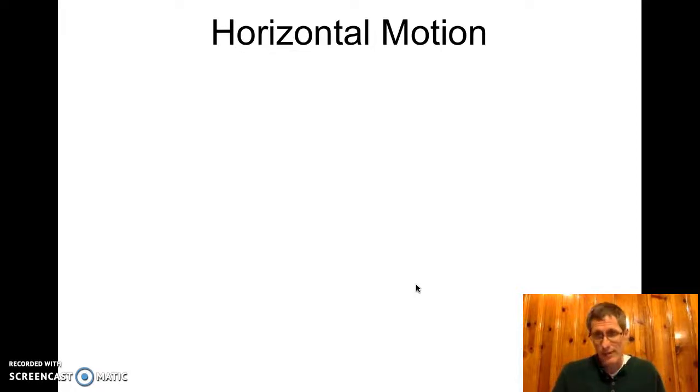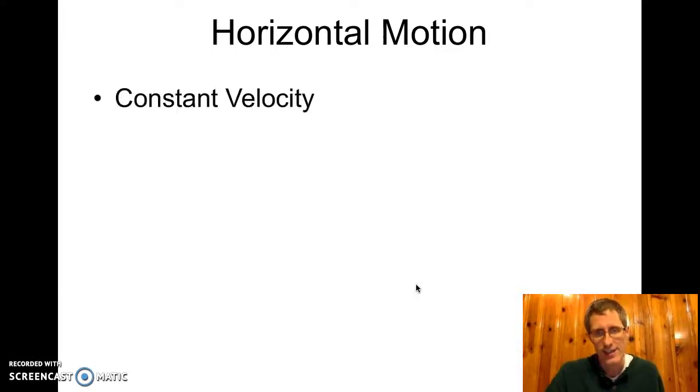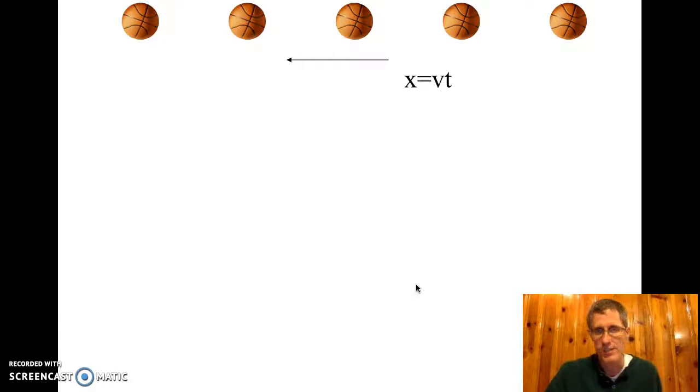Now, let's review what we know about projectile motion. Horizontally, this thing is going to be moving at a constant velocity, and it should look something like this. It should just be moving merrily along at a constant velocity. If we look in Logger Pro, in each successive frame, the ball will have traveled the same distance. And we can model it with this equation, x equals vt, our equation for constant velocity.